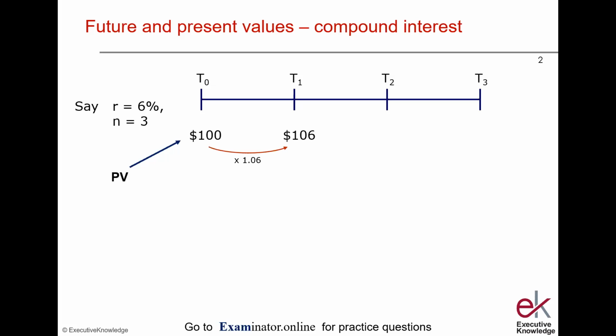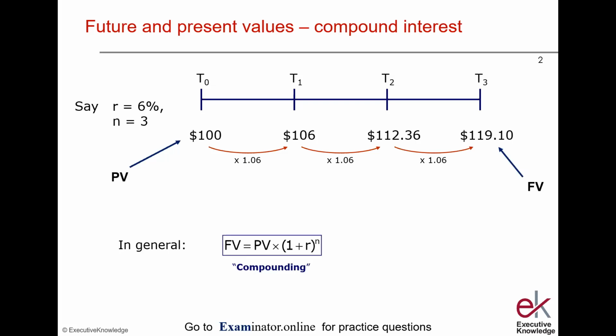So we multiply it by 1.06 to get the value at the end of year 1, $106. We do it again to get the value at the end of year 2 by applying 6% interest. We multiply the 106 by 1.06. And finally, by multiplying the amount at the end of year 2 by 1.06, we arrive at what the value will be at the end of year 3. That is the future value, which is 119.10.